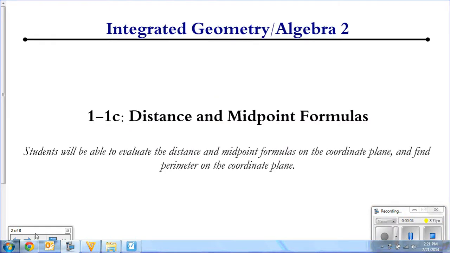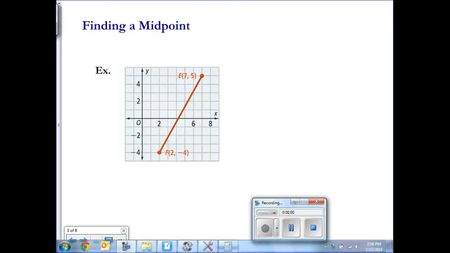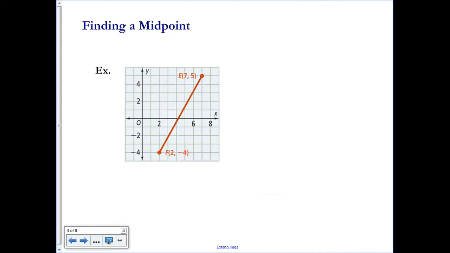This video is about the distance and midpoint formulas. Let's start with an example of finding a midpoint. So here we have a red segment that connects the point E to the point F, and you're trying to find the location of the midpoint, which we'll usually call M, and it's the point that is directly in the middle of these two. So if you were to measure that distance and cut it in half, where would the location of that point be?